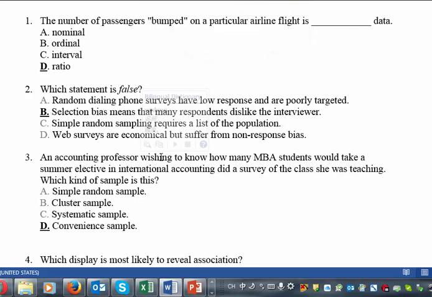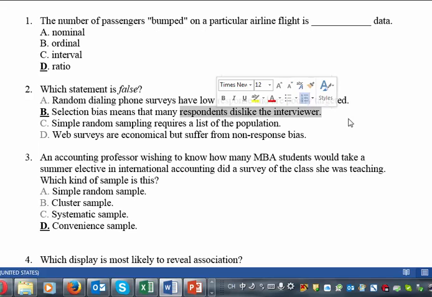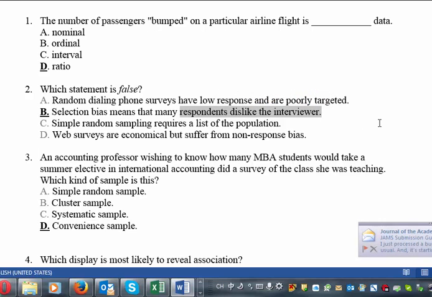B, selection bias means that the many respondents dislike the interviewer. That's simply not true, because people do not want to respond because they just don't want to do that, or they have no time to do that, not interested in doing that. Right? So it's not like they don't like the person, the interviewer, the caller.